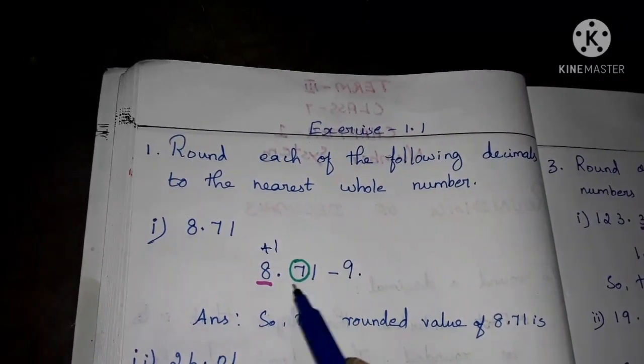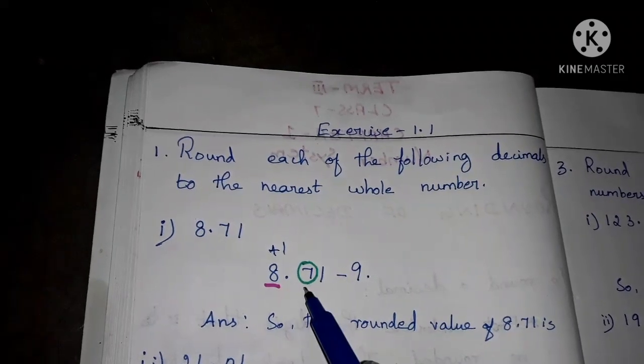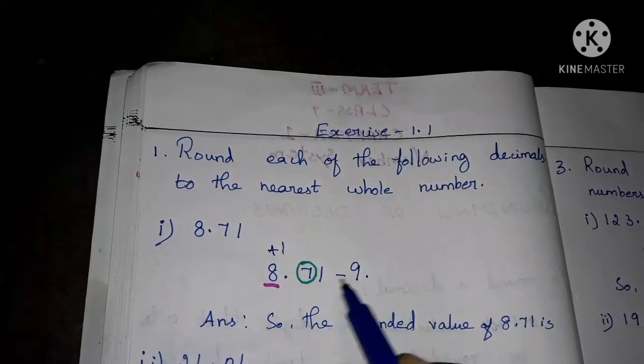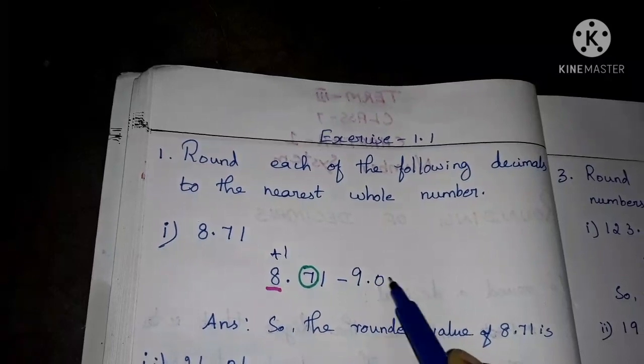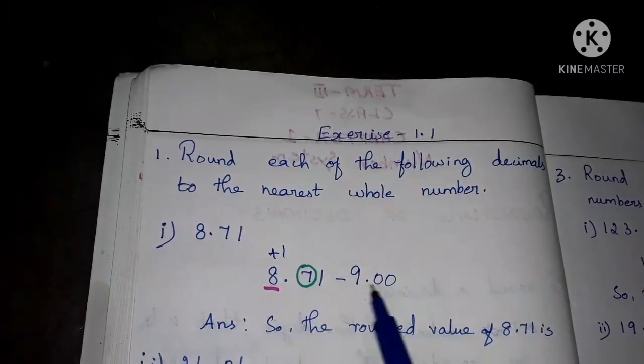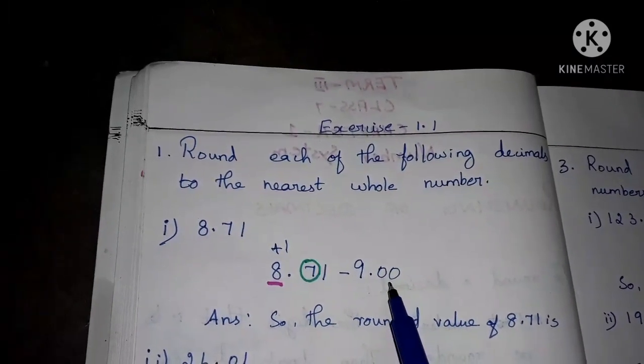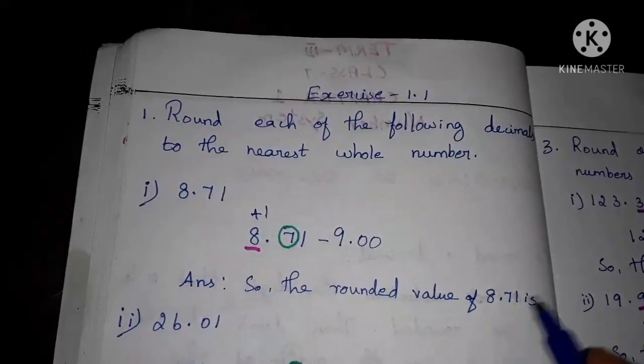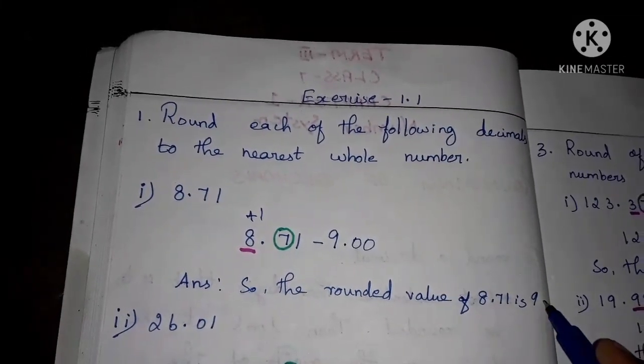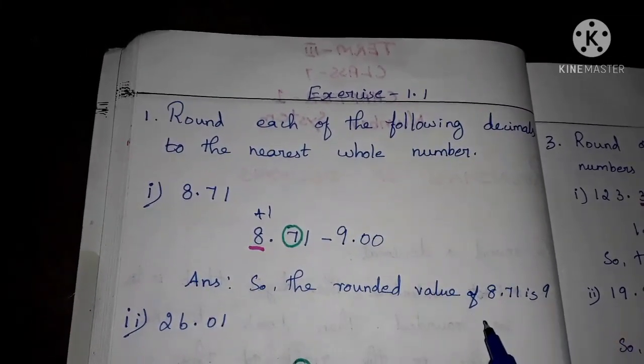Next, we know the rule: the remaining digits we have to ignore. So after the underlined digit, we have to ignore it. It becomes 0. So the rounded value of 8.71 is 9.